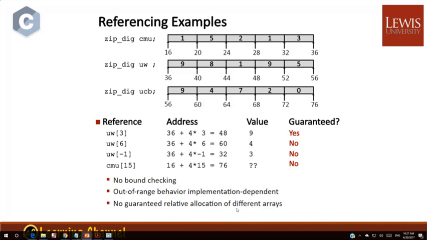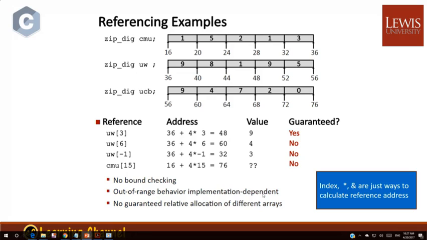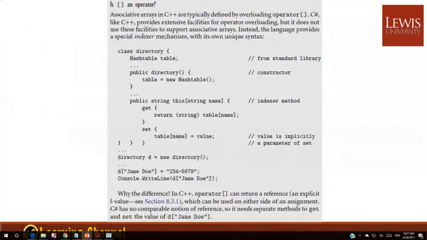There is no guaranteed relative allocation of different arrays. So the index of star and edges are just a way to calculate the reference edges. And for C++, the brackets are operators, but in C#, actually it is not. So in C#, if it is not, you need to have a special way of doing the calculation. And I leave this for you to study.